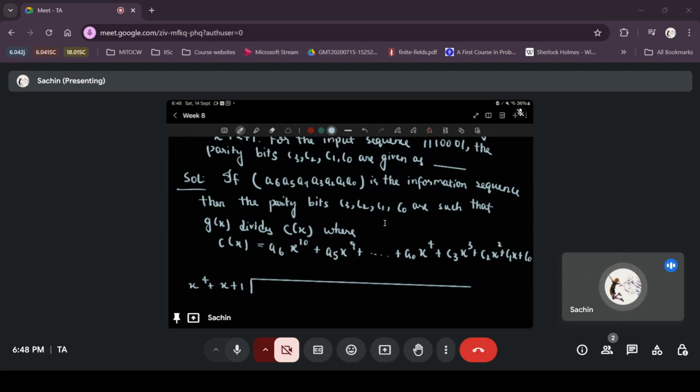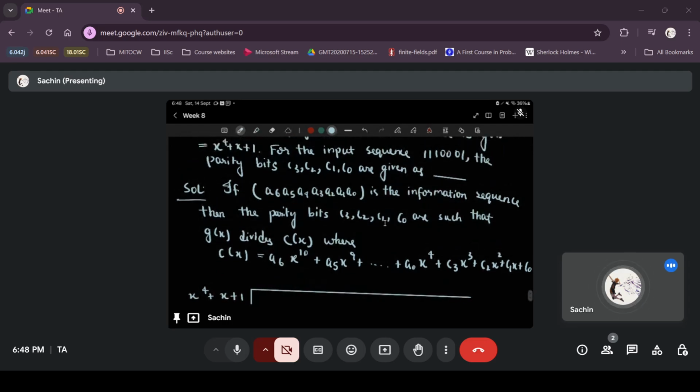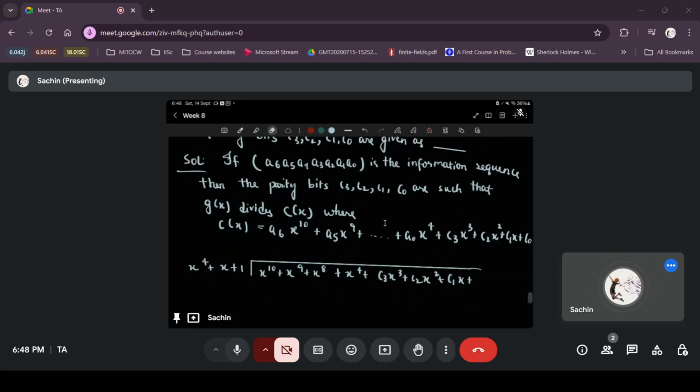and substituting the values of a6 to a0 in the above equation, the information sequence is 1110001. So you get x power 10 plus x power 9 plus x power 8. 7, 6, and 5 have coefficient 0. x power 4 plus C3 x cube plus C2 x square plus C1 x plus C0. Sorry, I couldn't understand my own handwriting. It's C0. Okay. Now let's carry out this division.